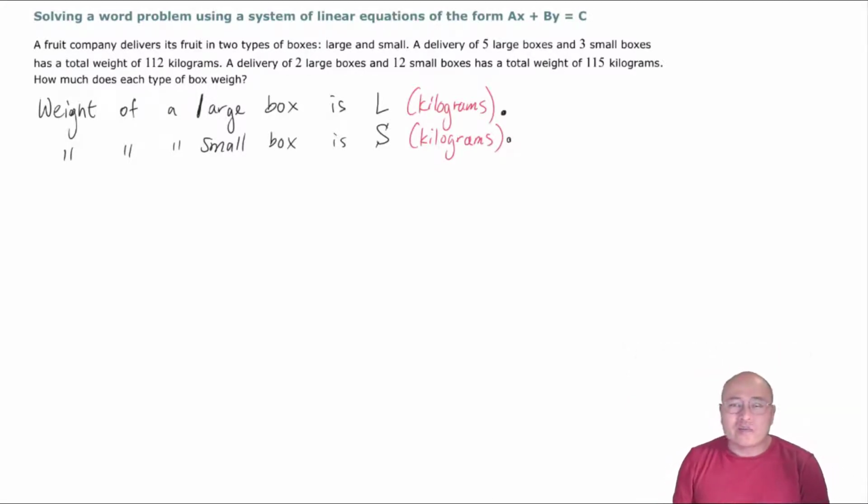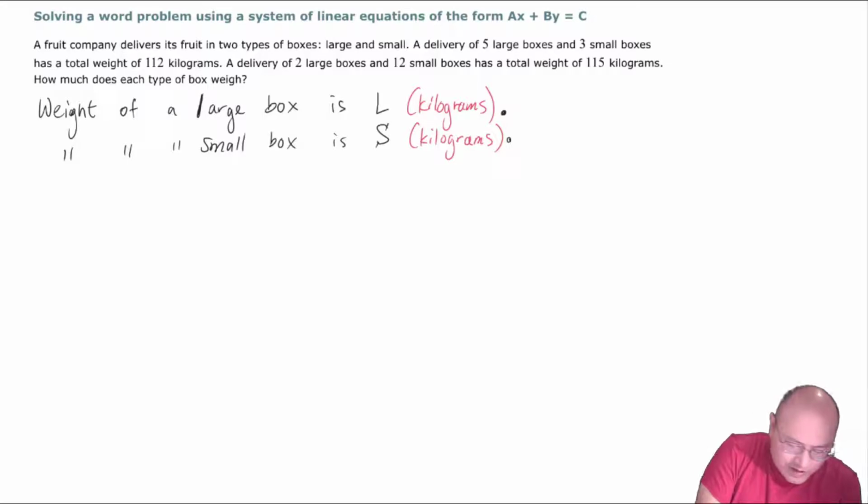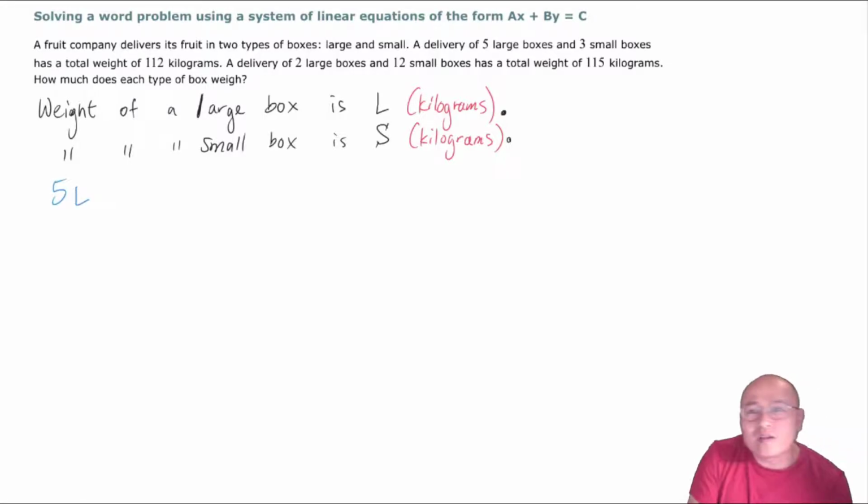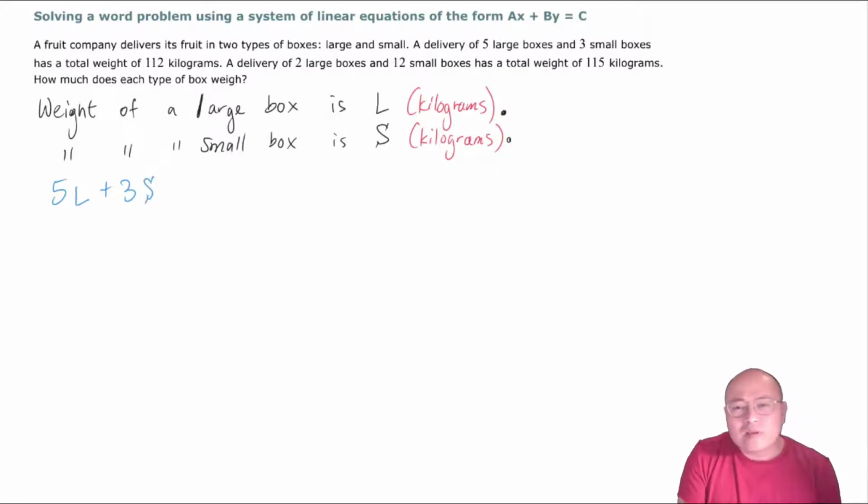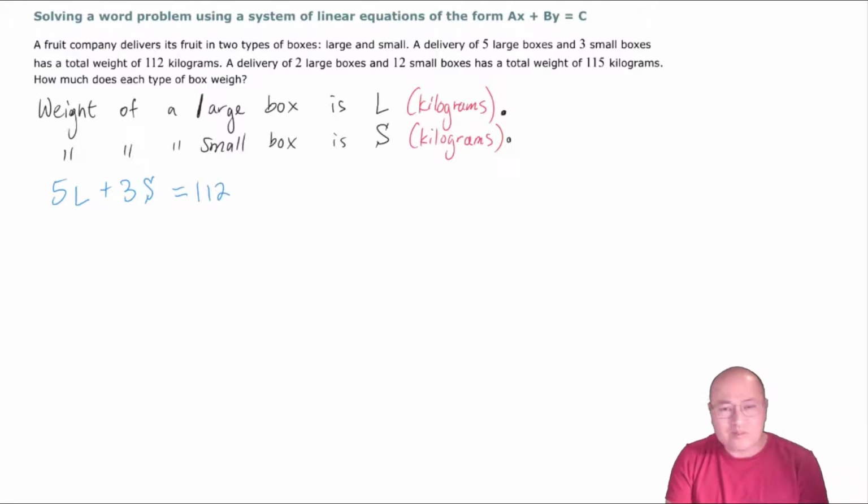And if you go back and read the problem, look for some information that's very useful. So the delivery of 5 large boxes and 3 small boxes has a total weight of 112 kilograms. So this is actually going to make an equation called a kilograms equation. Why don't we say it's 5L plus 3 times capital S is going to equal a total of 112 kilograms.